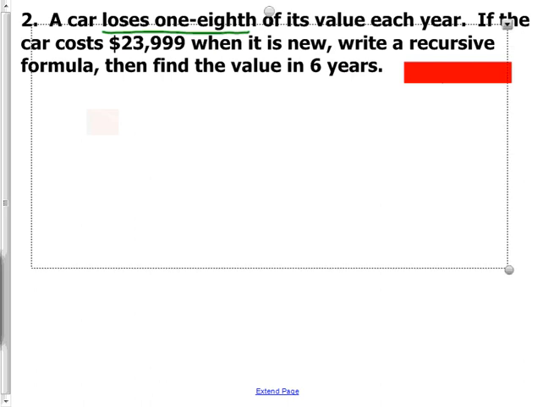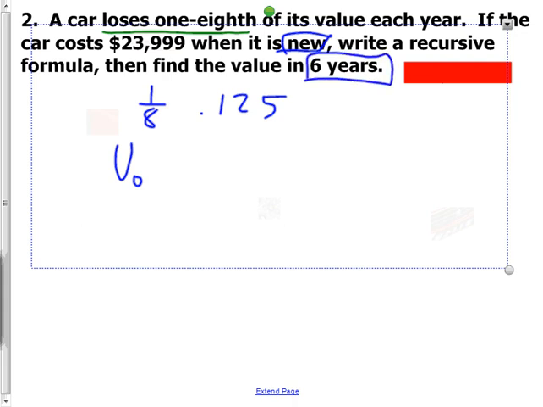Here we go. A car loses 1/8 of its value. Right away I'm thinking 1/8. What's that? Well, I divide that and I get 0.125. That means that it's losing 0.125. So in the formula, U sub what? Well, if you don't have a number like a year, it said when it's new. It didn't say what year it was. I would recommend you do U sub 0. Now you can do this problem with U sub 1, but then when you get to this 6 years thing, I bet you did U sub 6 and you'd be wrong.